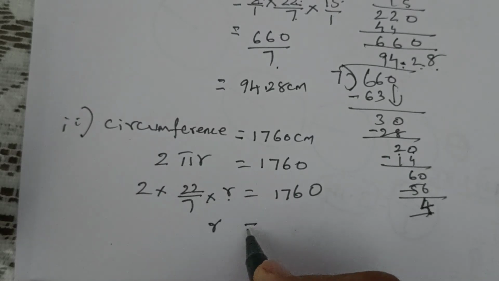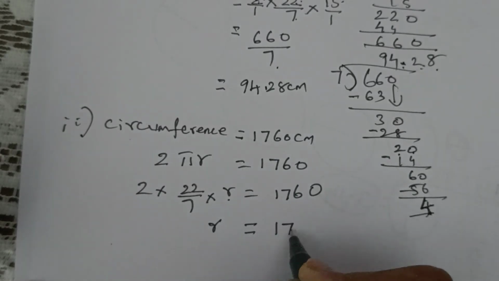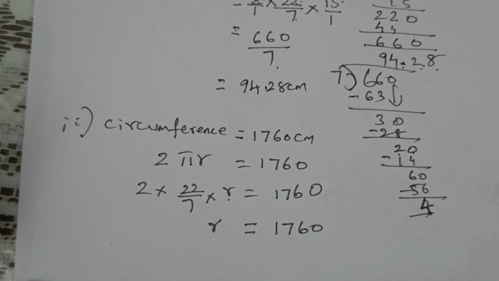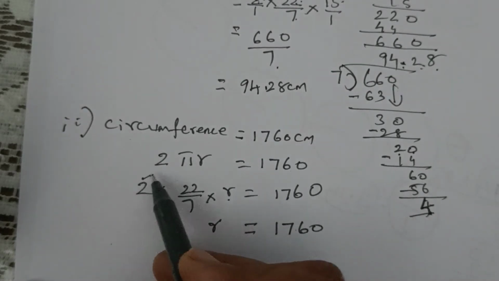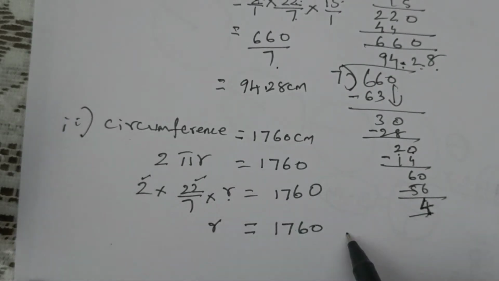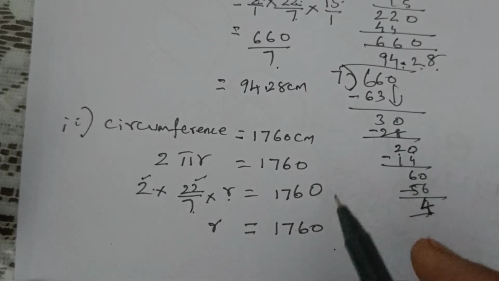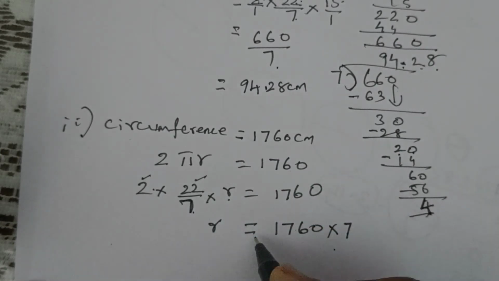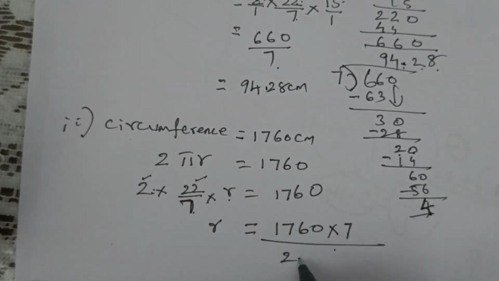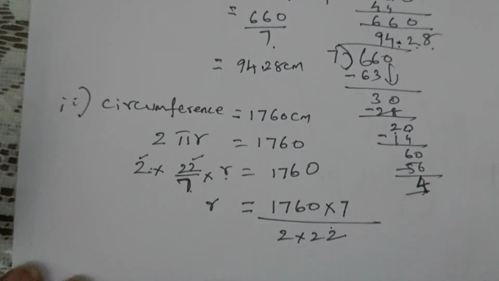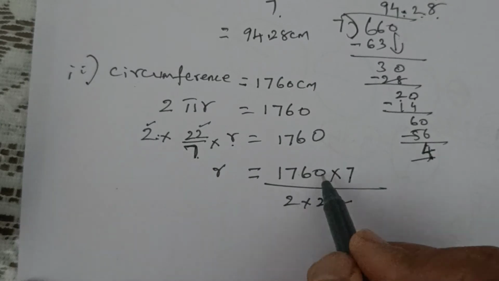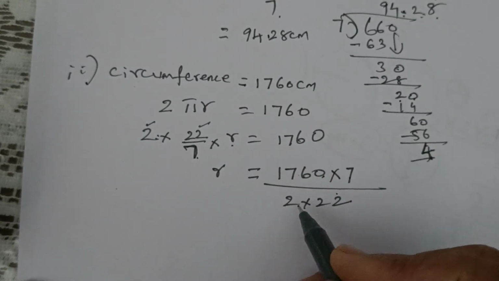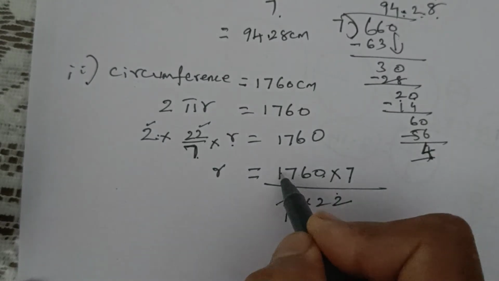Keep only r on the left hand side, equal to 1760 as it is, and bring this 2 and 22 by 7 to the right hand side. So what happens when you change the side? Numerator comes to the denominator and denominator goes to the numerator. So 7 goes to the numerator and the 2 and 22 come to the denominator. Now we have to cancel. So we'll cancel by the 2 table. Ending with 0 is an even number, 2 is an even number. 2 ones are 2 here.